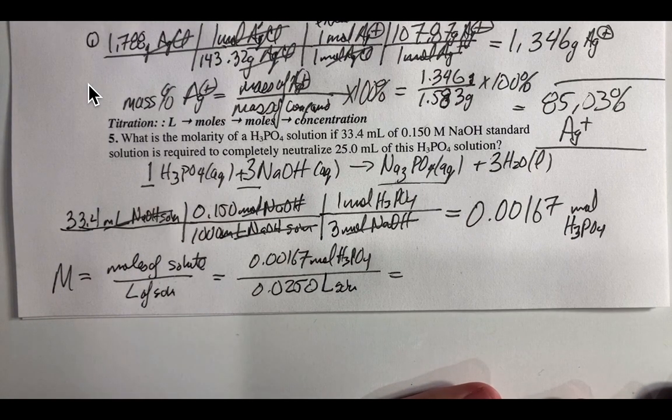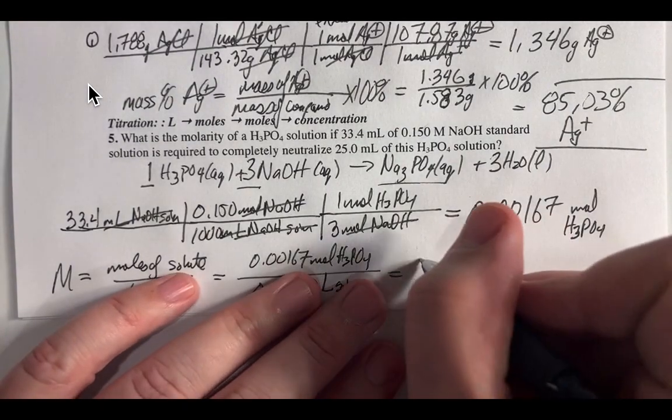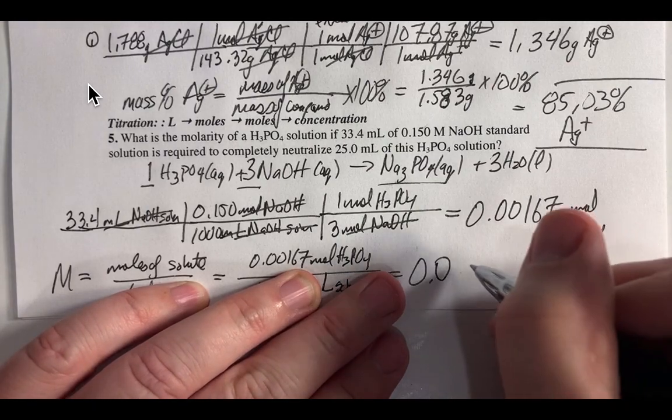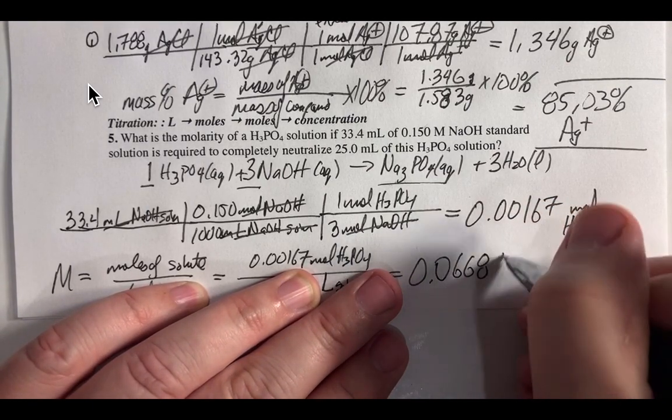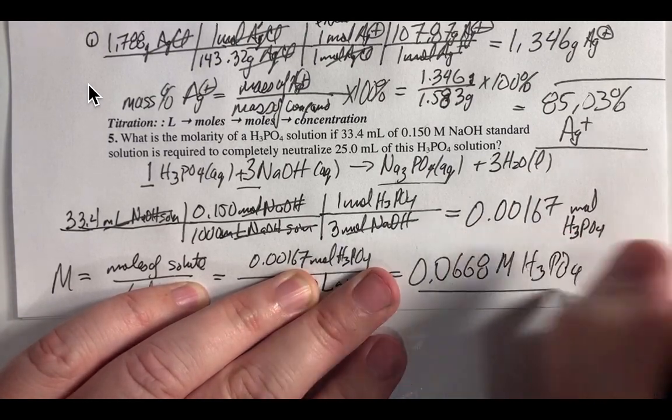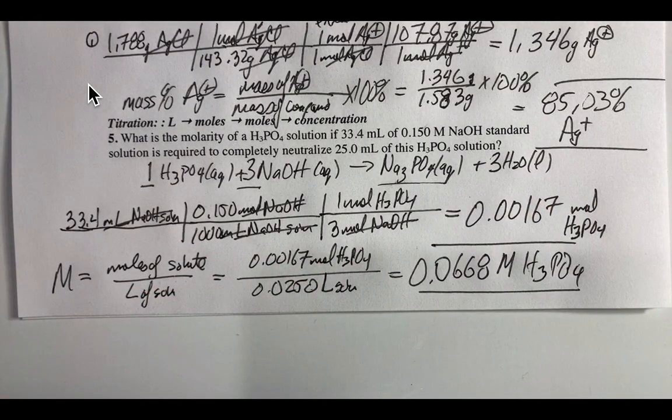Okay, now my 0.00167 divided by 0.0250 says that my solution is 0.0668 molar H3PO4. Okay, that's how strong, that's the concentration of my phosphoric acid solution.